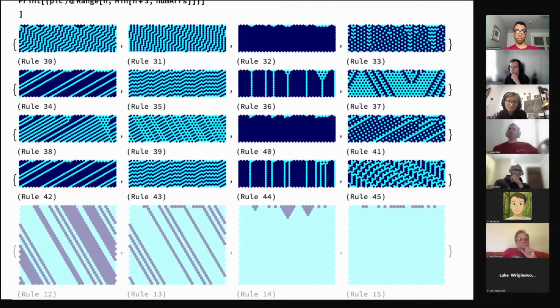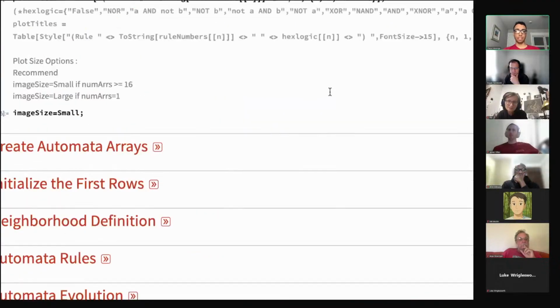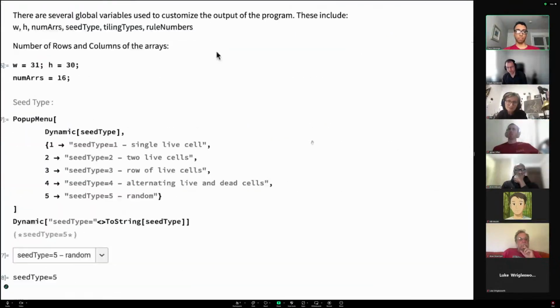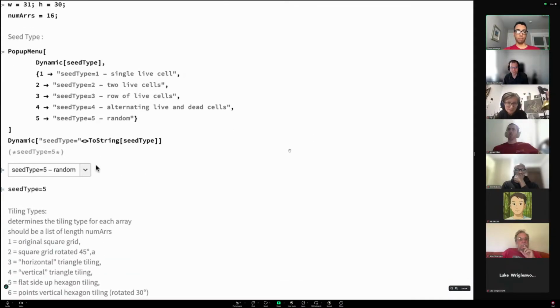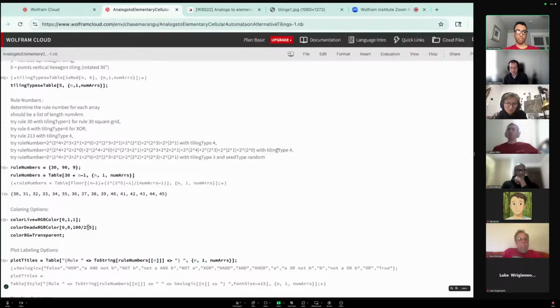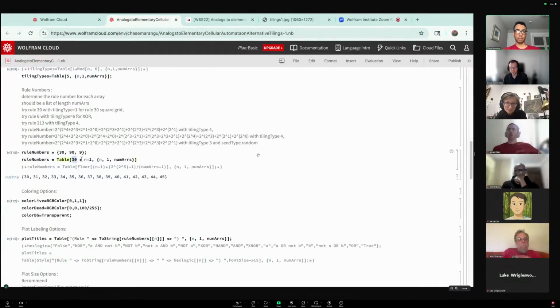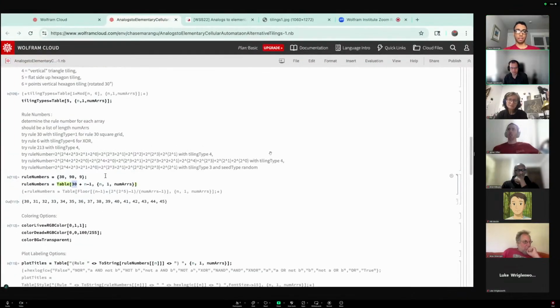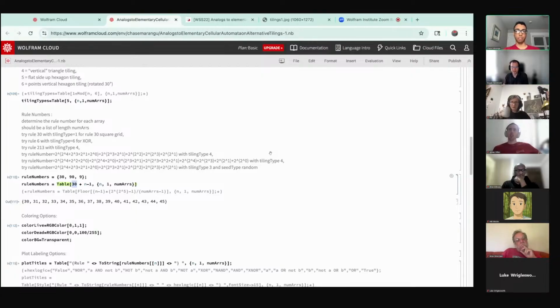All right. Well, anyway, that's essentially how you use my notebook. You can choose the seed type, and then you change the rule numbers right here. You all are free to play around with it. I shared the link in the Zoom chat. Does anyone have any questions?